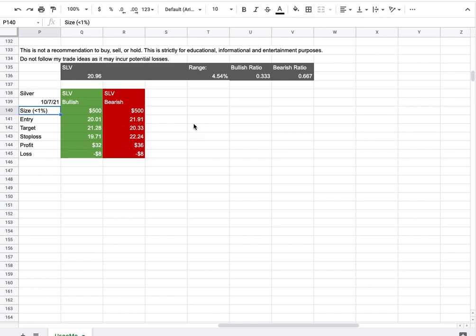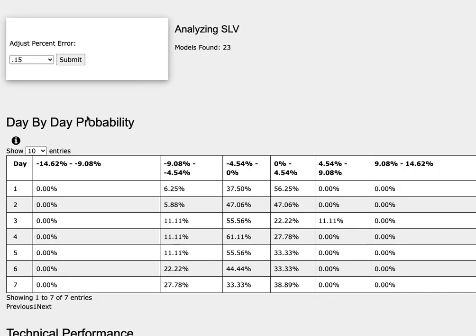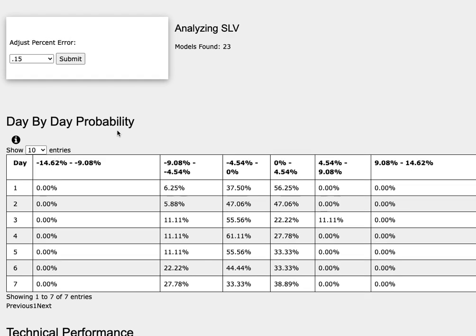So how did I develop these trade ideas? It all comes from the day-by-day probability model. As we progress to the 5th day of trading, silver futures has a 33% chance to climb between 0 to 4.5%. To the downside, it has a 56% chance to fall between 0 to negative 4.5%, and an 11% chance to fall between negative 4.5 to negative 9%.